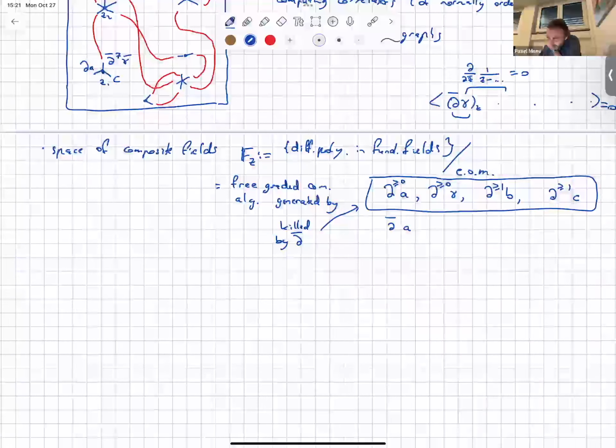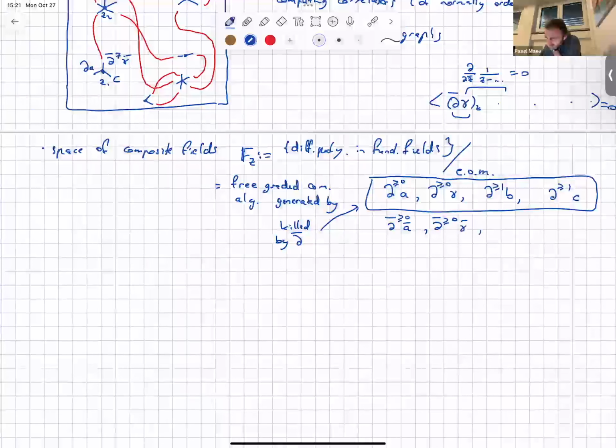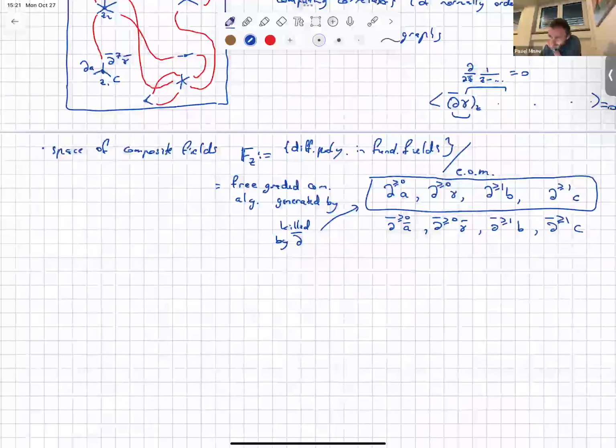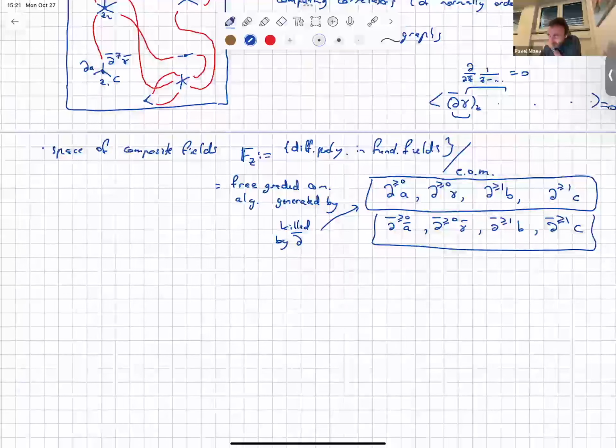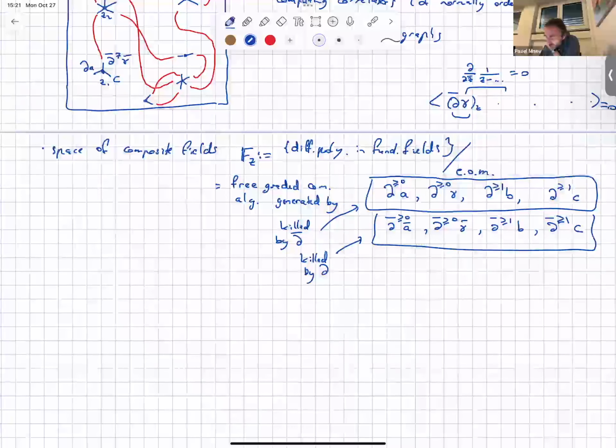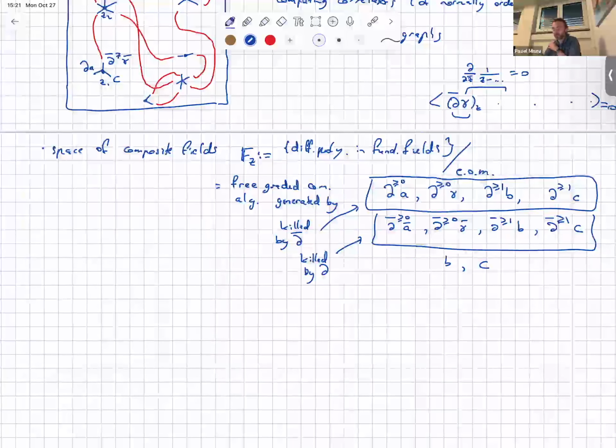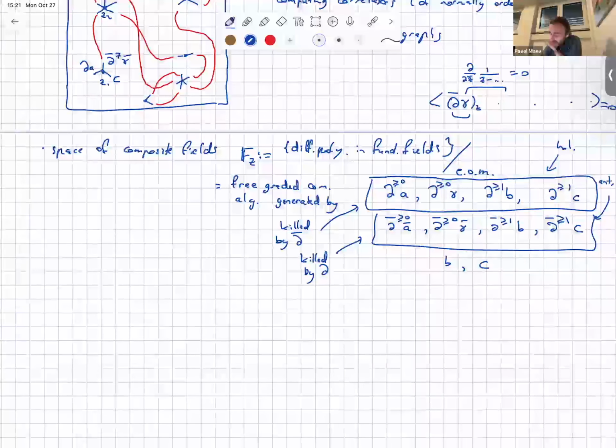You have sort of the anti-holomorphic counterpart. And so these fields are killed by del, so this is kind of the anti-holomorphic sector of the theory. And there are two fields which are not killed by either del or del bar. These are B and C. They are kind of harmonic, but they're not holomorphic or anti-holomorphic. So this is the holomorphic sector of the theory, and this is the anti-holomorphic sector. And B and C are neither.